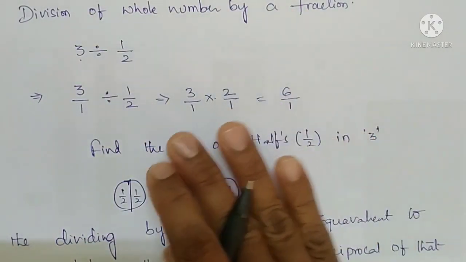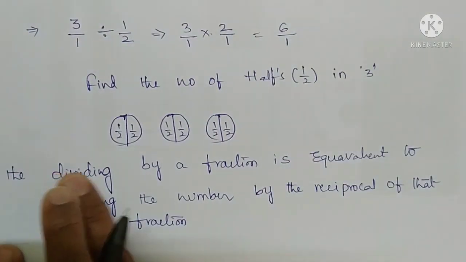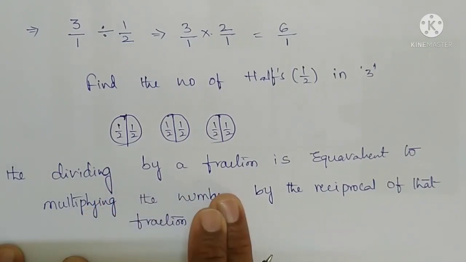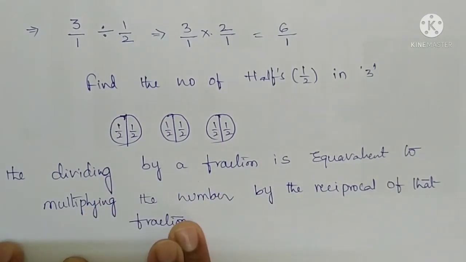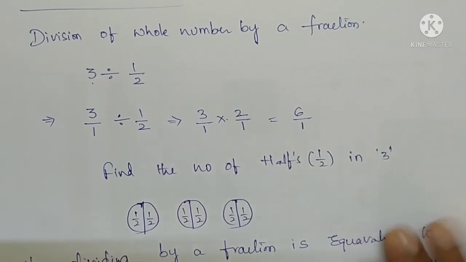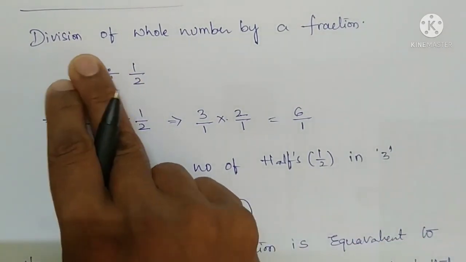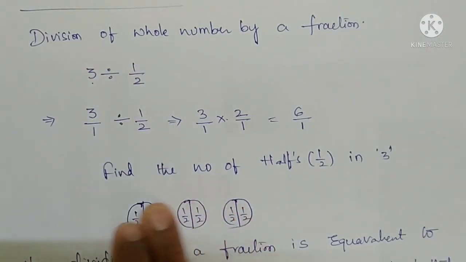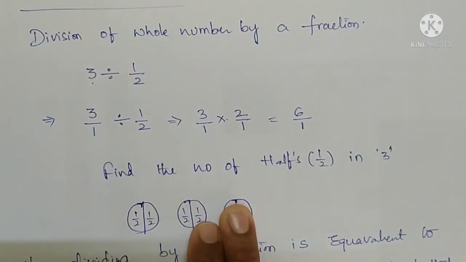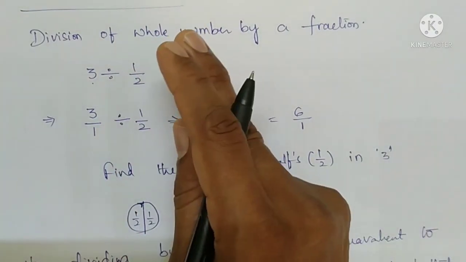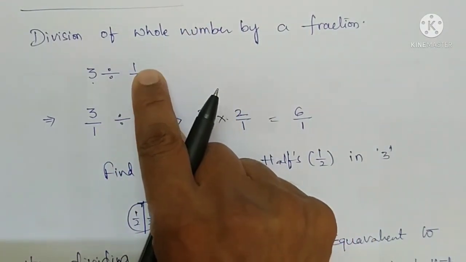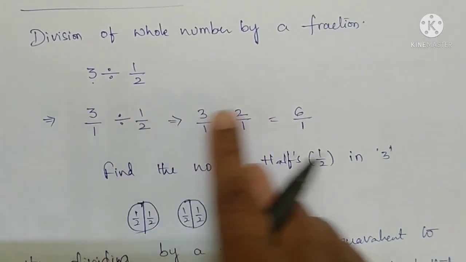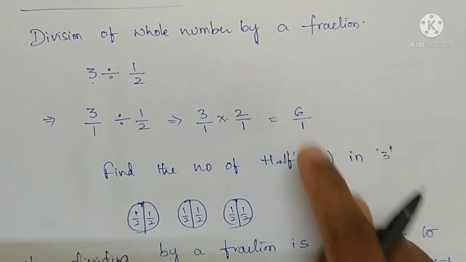From this example, we can generate a statement. Dividing by a fraction is equivalent to multiplying the number by the reciprocal of that fraction. So here, this case is about a whole number divided by a fraction, right? So this result is equivalent to multiplying by the reciprocal of that fraction. Here the reciprocal of 1 by 2 is 2 by 1, right? So 3 by 1 into 2 by 1, the result is 6.